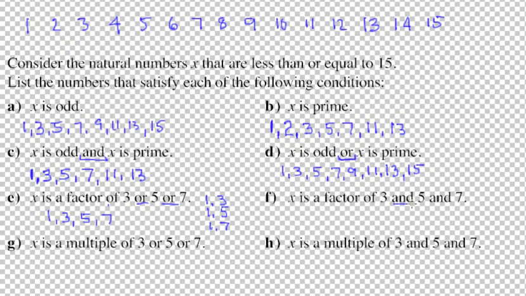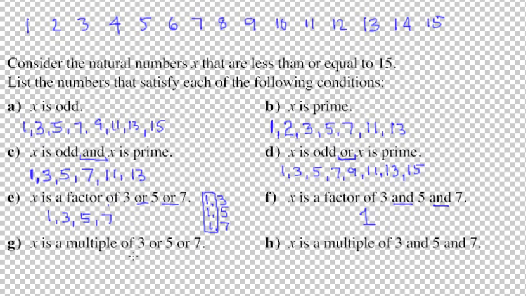Now they do it again, but they say and. So we're looking at this same group of numbers, factors of 3, factors of 5, factors of 7, but now they want a number that's a factor of 3 and a factor of 5 and a factor of 7. Well, there's only one number that's all of those things at once. 1 is the only number that's a factor of 3 and also of 5 and also of 7. So and means you've got to hit all of the requirements, or means just hit any one requirement and you're good.